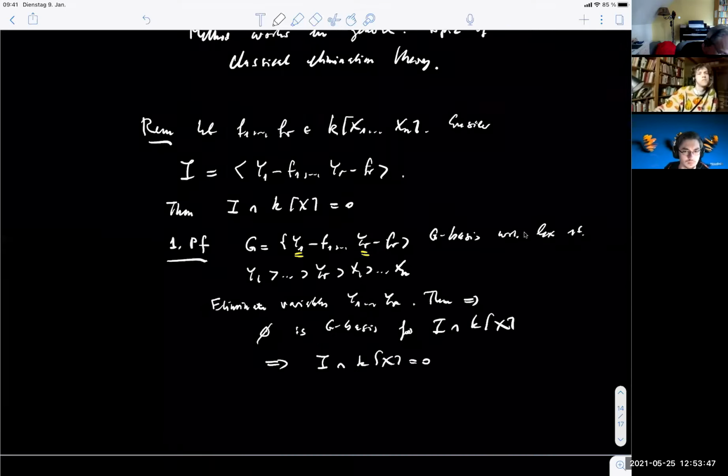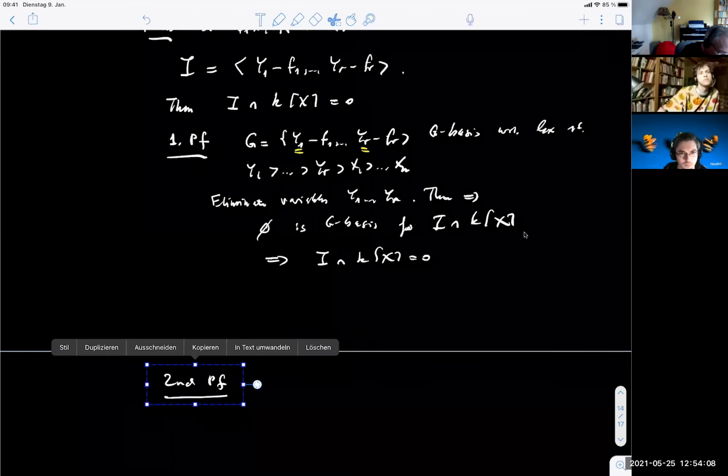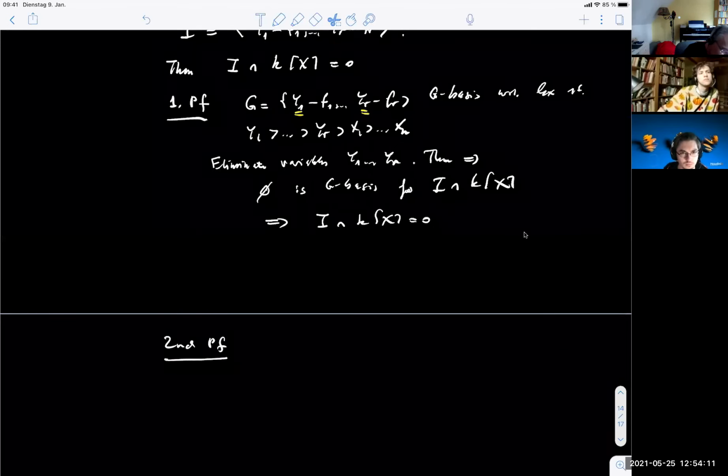Okay, second proof. And this tells us what's going on geometrically. Maybe I move this down. So if you see these polynomials, you should think of the graph of a map. So I have a polynomial map.